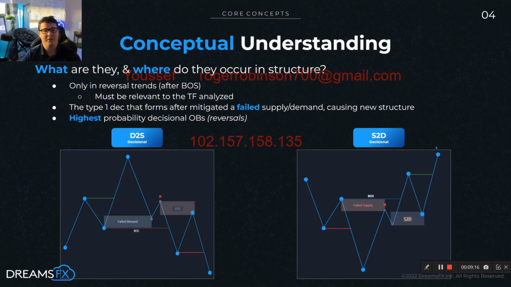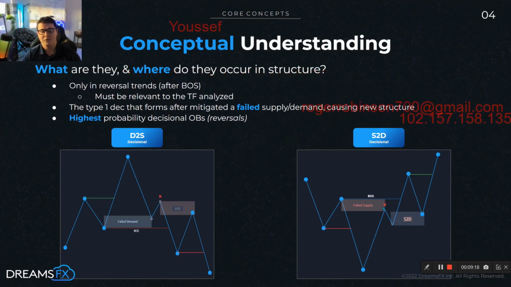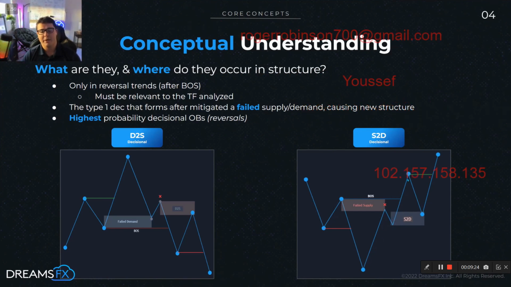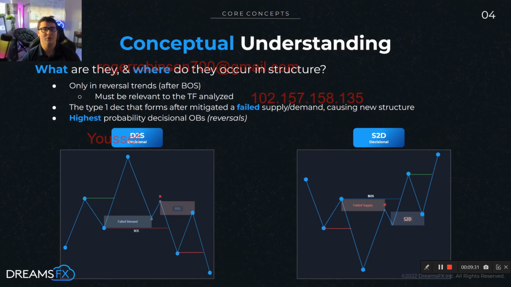This is that S2D decisional. Supply has now been converted into demand. After price fails making a new lower low, then it breaks structure. That is, again, our second internal push. That price will come back to mitigate with a very high degree of logic. And then after the fact, it'll come back to it and then continue to make new bullish structure.